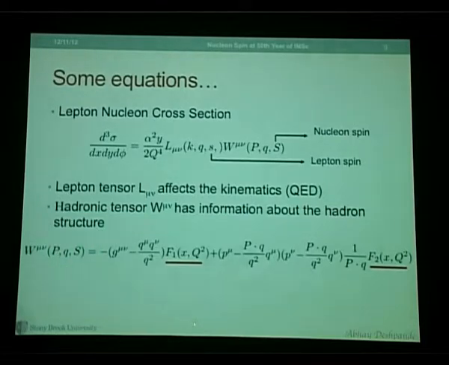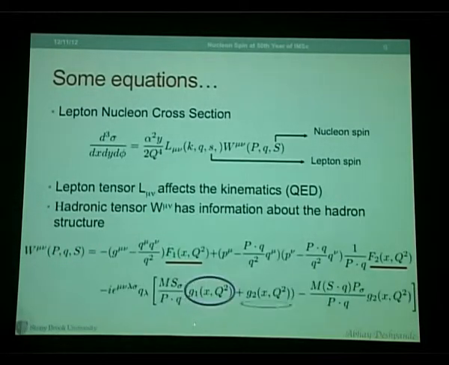And that hadron structure has parts which are called the structure functions. F1 and F2 are the unpolarized structure functions that tell you the quark's momentum structure inside the proton. If a proton is moving with a certain momentum, what fraction x of it are the quarks carrying? But they are basically not related to spin, just related to momentum.